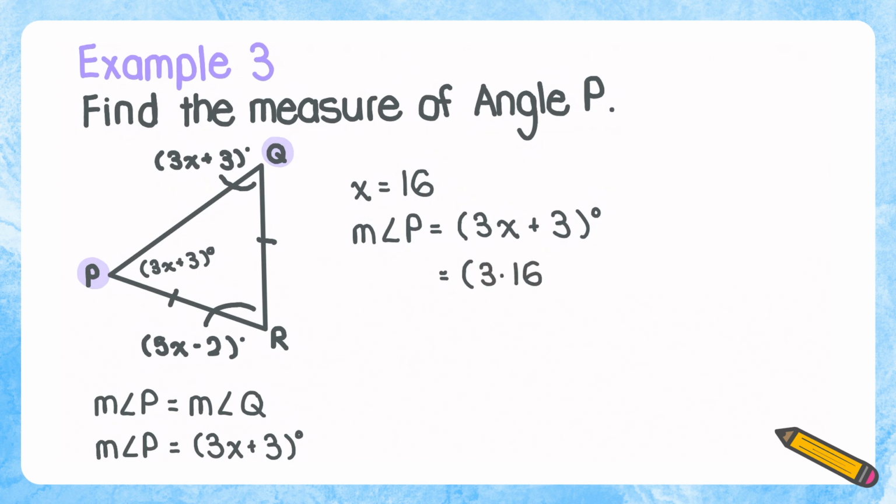So we have 3 times 16 plus 3 degrees. 3 times 16 is 48. And 48 plus 3 equals 51. So the measure of angle P equals 51 degrees. All right, so we looked at isosceles triangles.